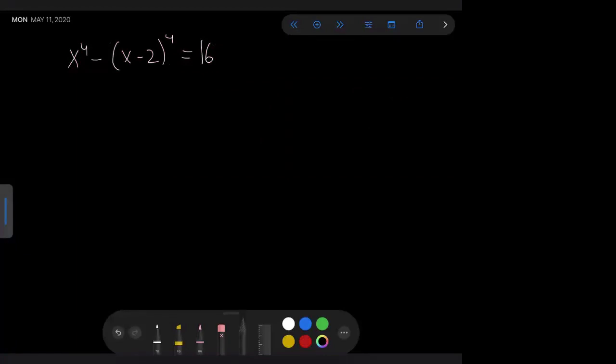So x to the fourth minus x minus 2 to the fourth is equal to 16. How would you solve this? Well, one trick that we can do is called the midpoint rule. There's not an actual name for this, it's just what we call it. And we'll say that y is equal to x minus 1. That's what we're going to try to do.